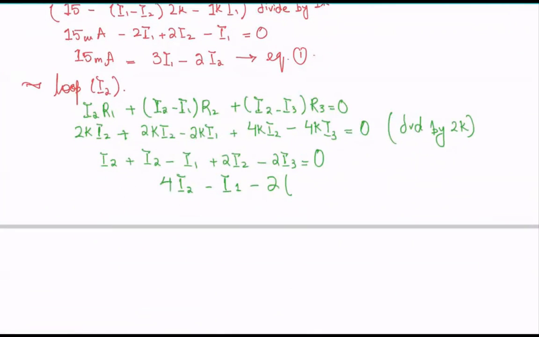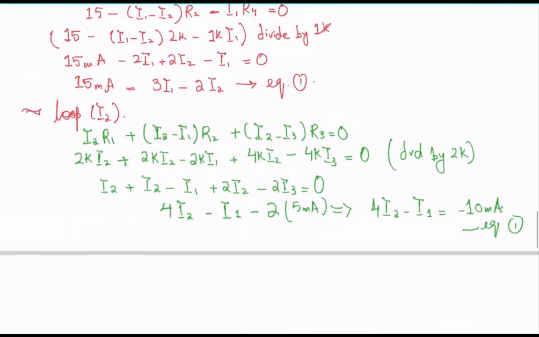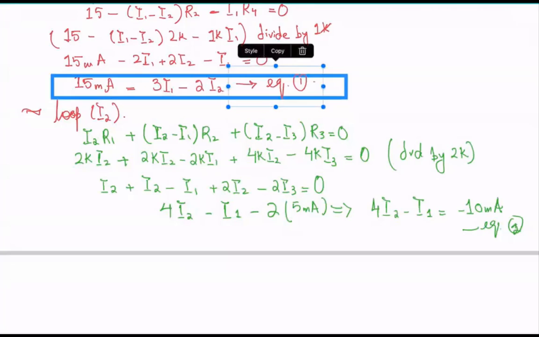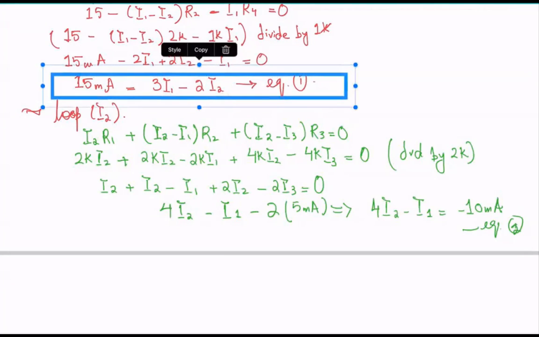So here I'm going to put that value. I3 is equal to 5 milliamp. So again, if I rearrange this equation, I basically get 4I2 minus I1 equals negative 10 milliamps. Okay, I was going to say this is my equation 1, but actually this is going to be equation 2 because we already have the equation 1. So we have one equation over here.